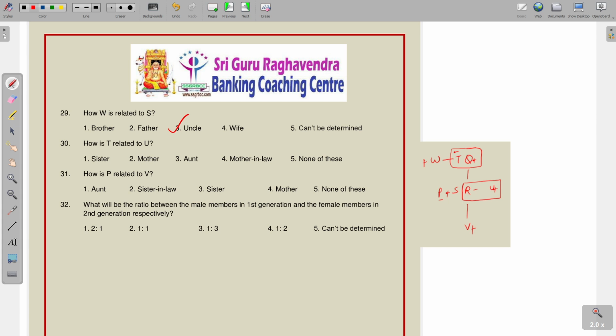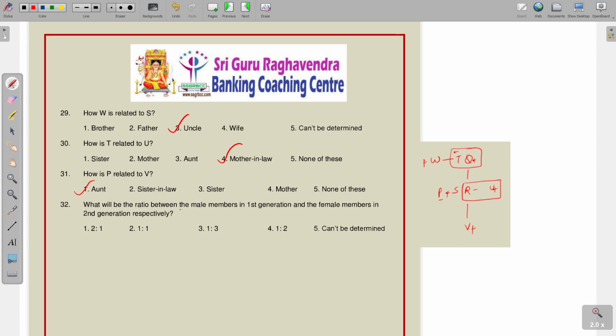How is T related to U? So T here and U here. U is the husband of R. R is the daughter of T. So obviously T is the mother-in-law of U. How is P related to V? So P here and V here. R, S and P all are siblings. V is the son of R. So P is the female candidate. So P is the aunt of V.